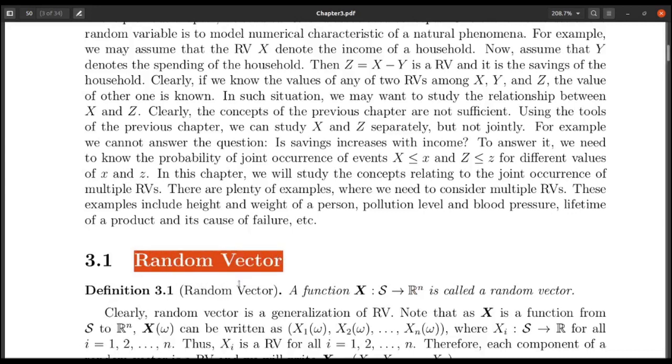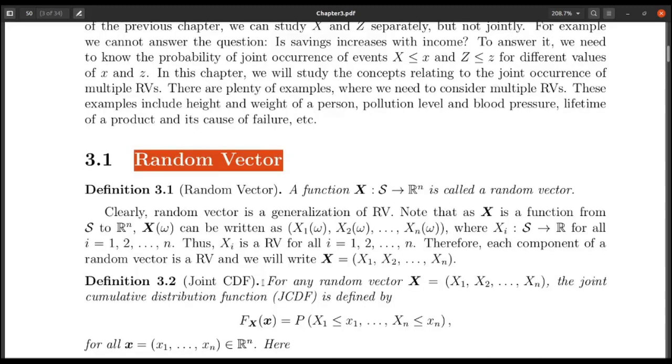Before going into the definition of the random vector, just recall the definition of a random variable. A random variable is a function from the sample space to R. Any function from the sample space to R we call a random variable.